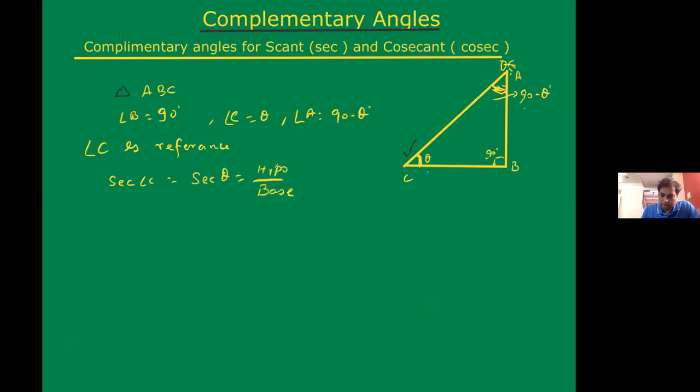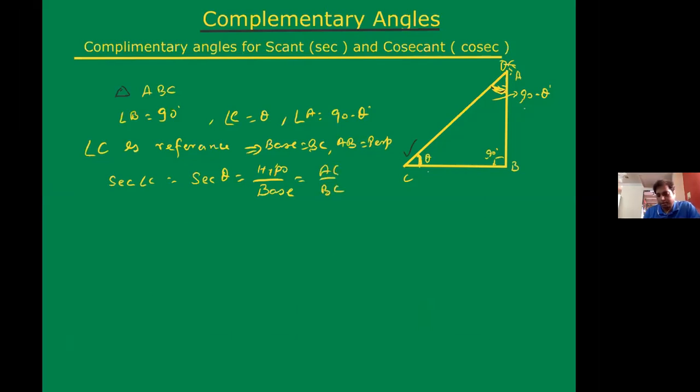So what is the hypotenuse? If angle C is the reference, the base will be BC, adjacent to the angle. AB is the perpendicular. And the hypotenuse is AC, because it's opposite to the angle B. So sec theta is hypotenuse AC by base BC.